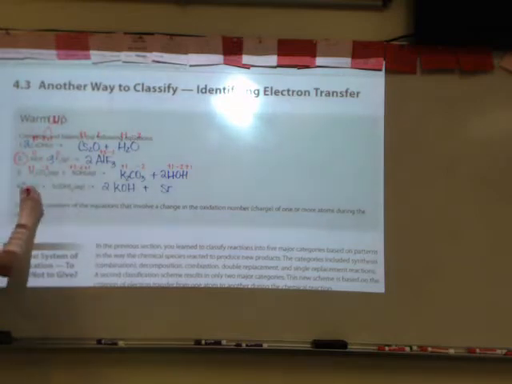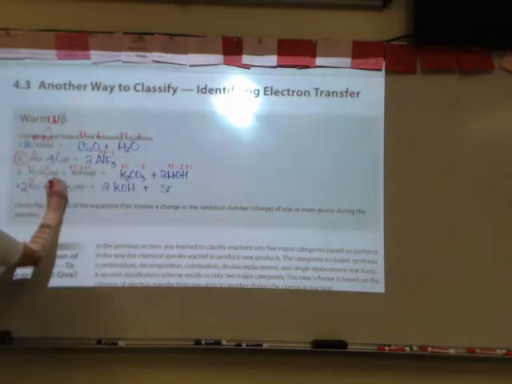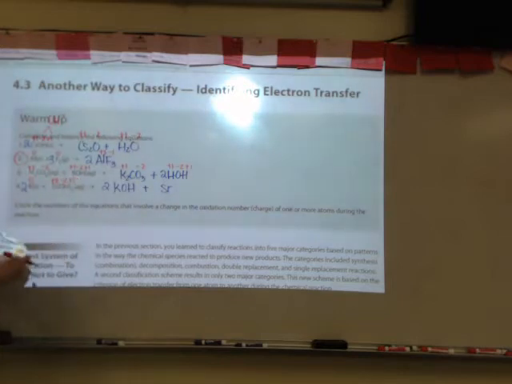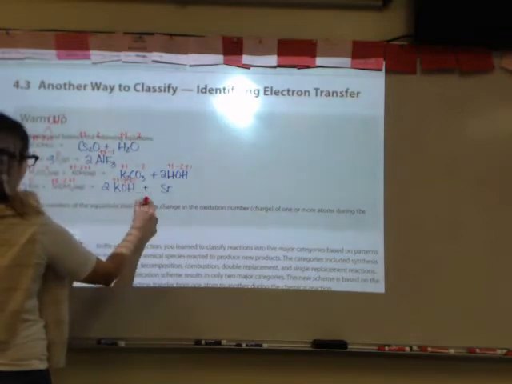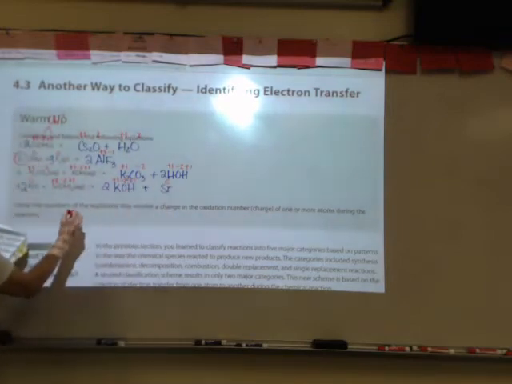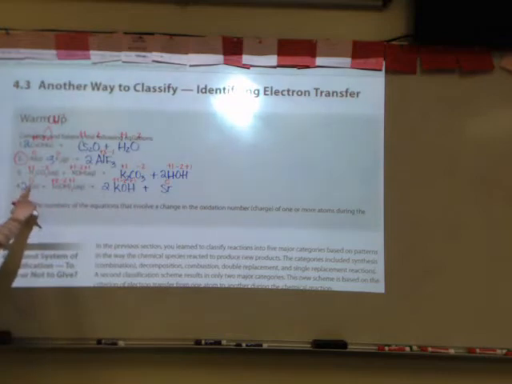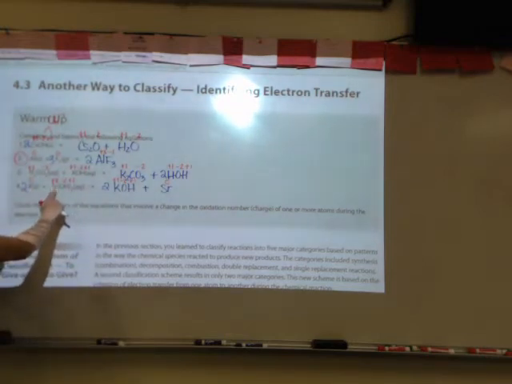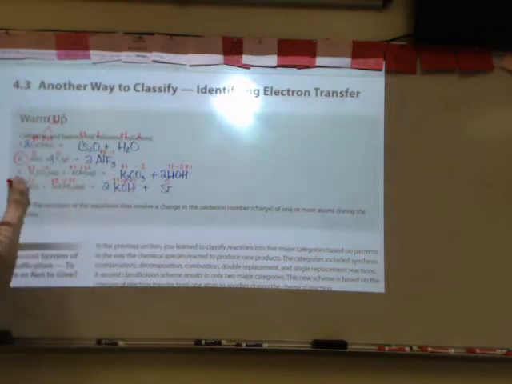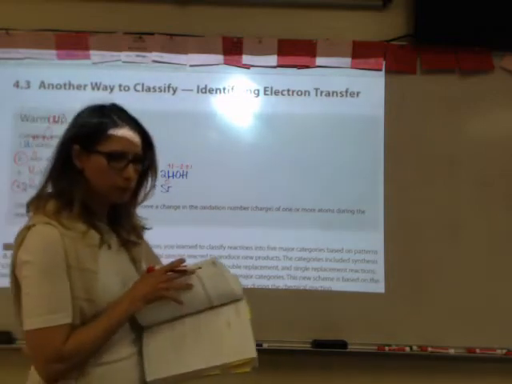And number 4, I've got pure potassium, we're going to put a 0 above it, strontium +2, oxygen -2, hydrogen +1. And potassium hydroxide, potassium is a +1, oxygen is a -2, hydrogen is a +1, strontium is pure, it's a 0. Potassium changed, 0 to +1. Strontium also changed, +2 to 0. So we're going to circle number 4.